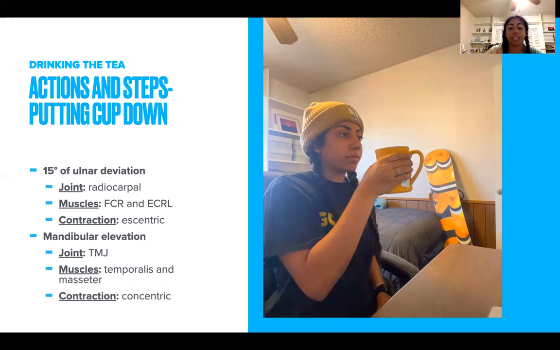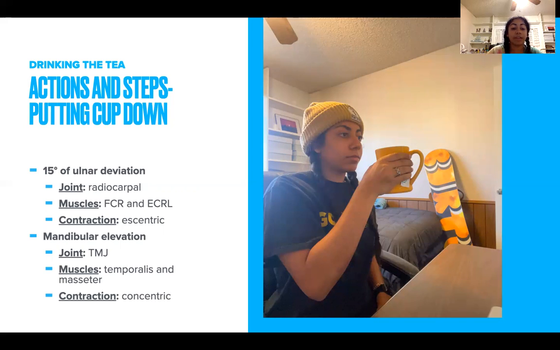So the final action step of drinking tea is to put the cup down. In order to do this, you will need to have about 15 degrees of ulnar deviation at the radiocarpal joint to bring your wrist back into a neutral setting. This is done so the tea does not spill as you put it down. Since you are eccentrically contracting your wrist in a neutral position, the muscles involved are the flexor carpi radialis and the extensor carpi radialis longus.